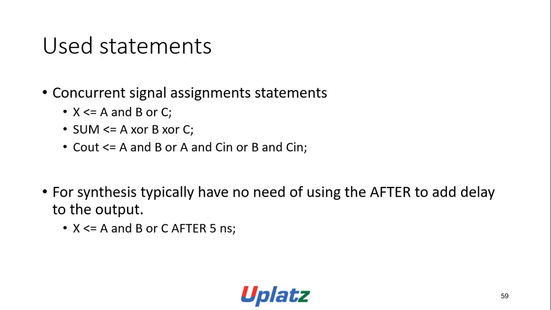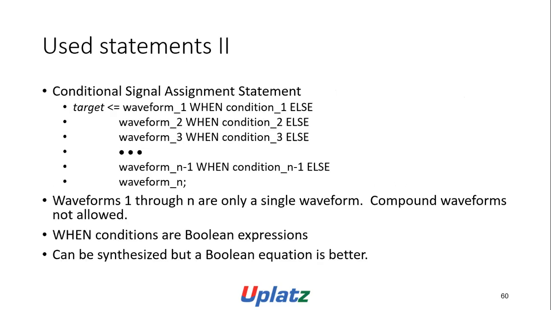Typically, there is no need to use the delay operator to add delay to the output, for example X is equal to A and B or C after 5 nanoseconds. Next is the conditional signal assignment statement: target gets waveform 1 when condition 1 else waveform 2 when condition 2 else waveform 3 when condition 3 else, up to waveform n-1 when condition n-1 else waveform n. Waveforms 1 through n are each only a single waveform. Compound waveforms are not allowed. When conditions are Boolean expressions, it can be synthesized, but a Boolean equation is better.